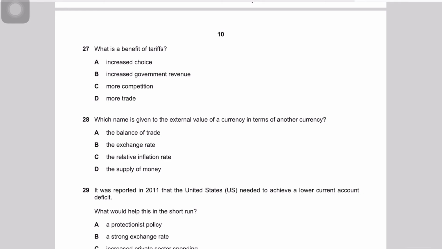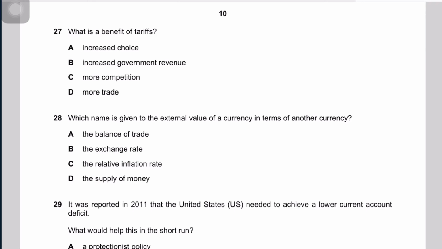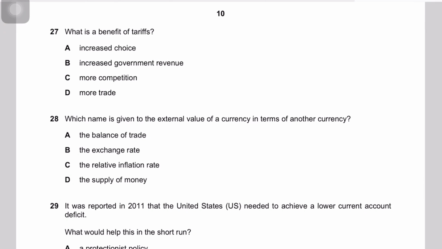Moving to question number 27, it asks what is the benefit of a tariff. First of all, what is a tariff? A tariff is basically a trade protectionist measure, or trade barrier, where the government imposes a percentage of tax on your imports, and that increases the price of the imports. So obviously there will not be increased choice, because there will be less choice, since less will be imported as imports get expensive.